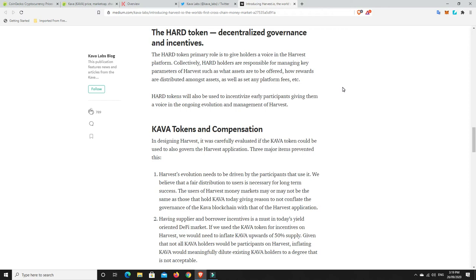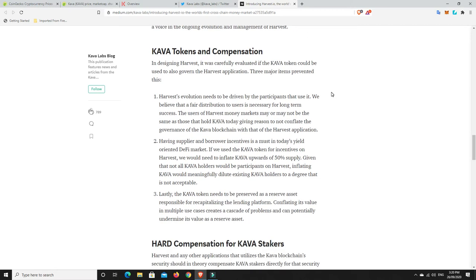The Hard token's primary role is to give holders a voice in the Harvest platform. Collectively, Hard holders are responsible for managing key parameters of Harvest, such as what assets are to be offered, how rewards are distributed amongst assets, as well as any platform fees, etc. Hard token will also be used to incentivize early participants, giving them a voice in the ongoing evolution and management of Harvest. Kava tokens and compensation.